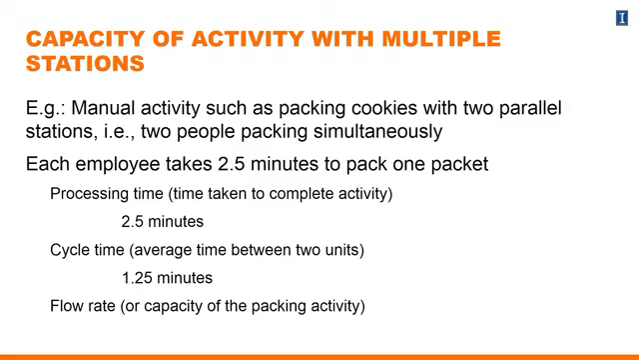Let's go to the third concept of flow rate or capacity. Now, flow rate or throughput rate or capacity is going to be the reciprocal of your cycle time. You added more people, you added more capacity to that activity. So when you are having a cycle time of 1.25 minutes, you are basically producing 0.8 packets per minute based on 1 divided by 1.25, and that translates to 48 packets per hour.